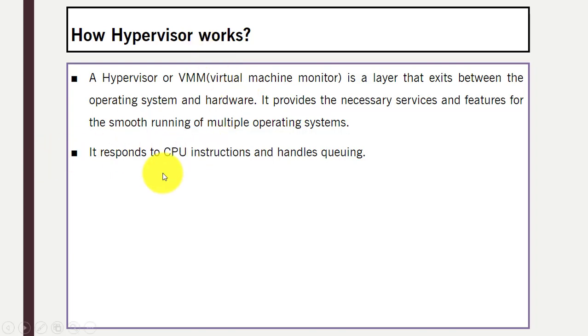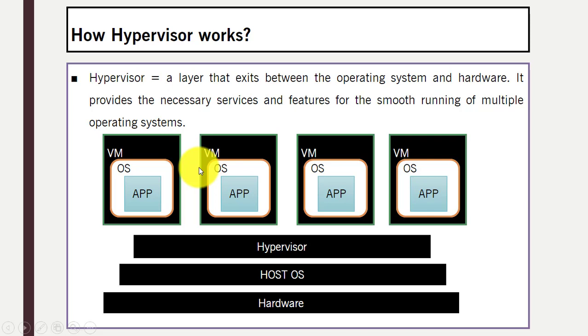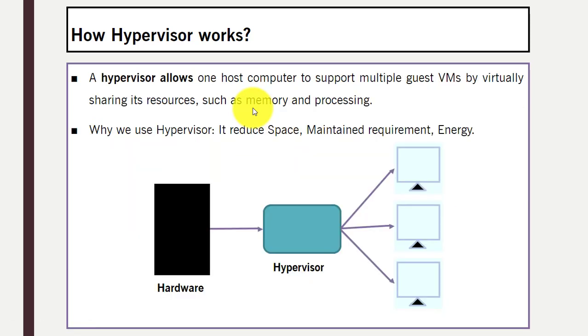And the hypervisor responds to CPU instructions, and you can see here, as we are talking, this is the layer. You can see here the hypervisor layer that exists between the operating system and the hardware. And it provides the necessary services and features for the smooth running of multiple operating systems.